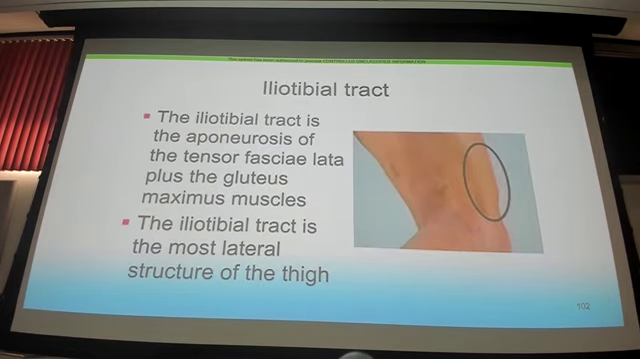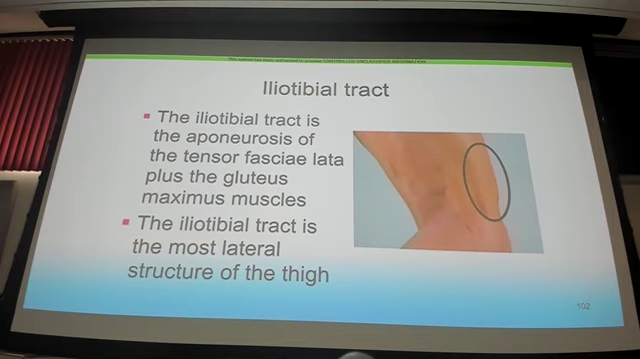So the most lateral structure of the thigh is the iliotibial band. We said that the gluteal muscle, gluteus maximus, is going to insert into that gluteal band that we have there. And so gluteus maximus inserts into that, and that makes this the most lateral portion. So that is the iliotibial band, and it goes down and actually inserts below the knee.